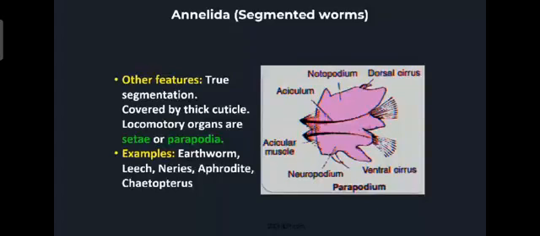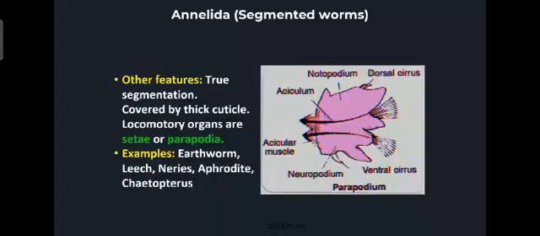Then the next important point, that is locomotory organs, how they are moving. So locomotory organs are setae, S-E-T-A-E, setae, or these are also called parapodia. So in the diagram you can see the diagram of parapodia. In each segment of the earthworm you will find a pair of parapodia. Okay, so those are the locomotory organs. So here you have to remember, excretory organ is what? Nephridia. Locomotory organ is what? Parapodia or setae. So important one for 1 mark questions.